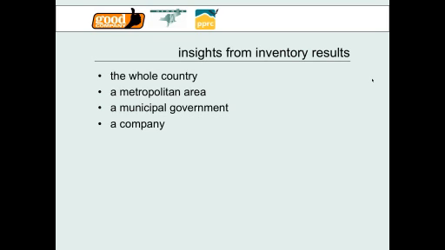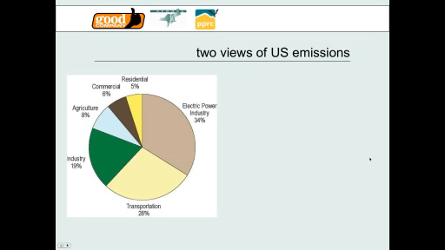And so I'm going to walk through 4 particular cases here. The whole country, a particular metropolitan area, and then 2 organization level or entity level GHG inventories, one for municipal government and the other for a company. So diving in, let's take 2 views of U.S. greenhouse gas emissions. So the pie chart you see on the left is the distribution of greenhouse gas emissions for the whole U.S. economy. This is in particular from 2006, but this looks very similar for just about any year. It doesn't change very much at all from year to year right now.